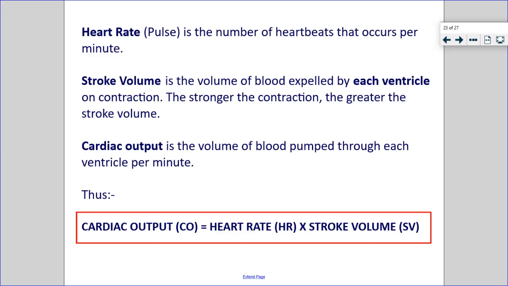So if you know your heart rate and you know your stroke volume, you can calculate something called your cardiac output. So the cardiac output is the volume of blood that's pumped out by one ventricle in a minute. So if you know your heart rate and you know your stroke volume, if you multiply the two together, that will give you your cardiac output.